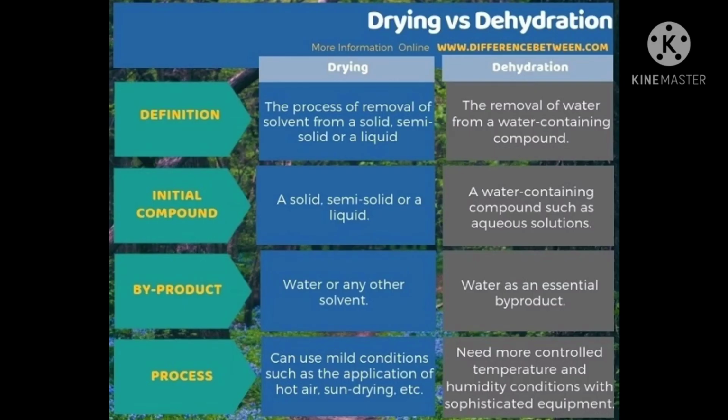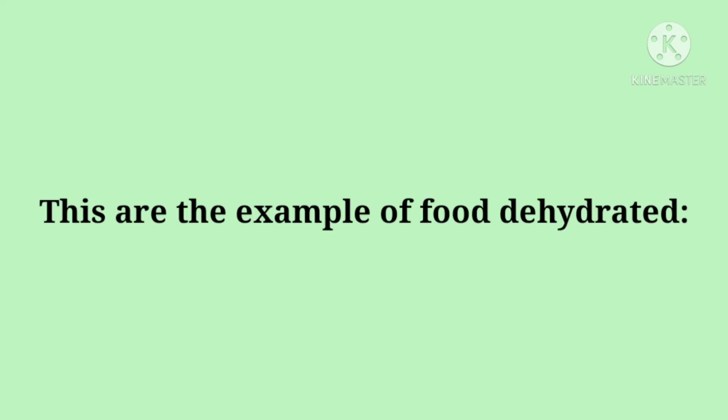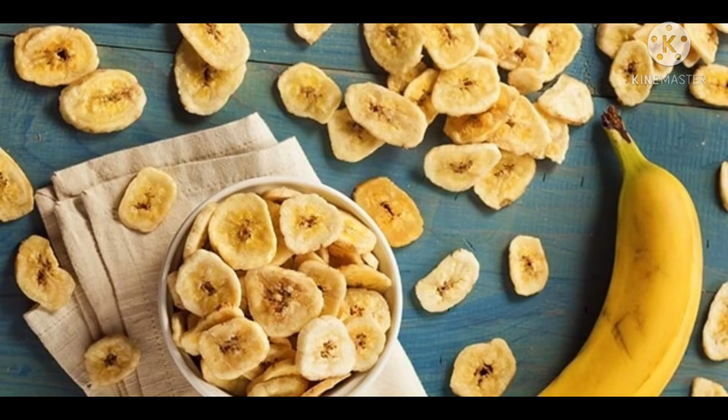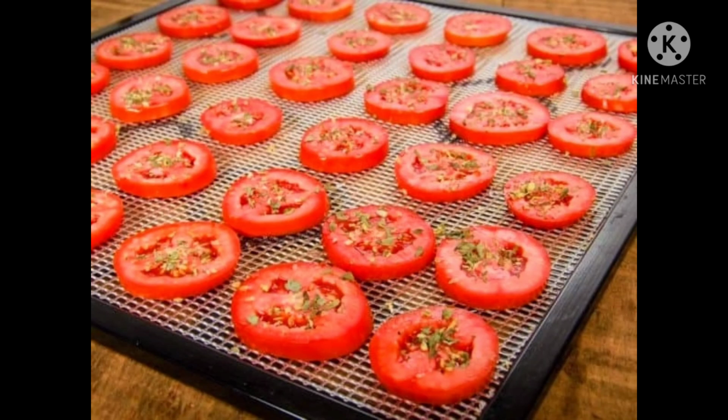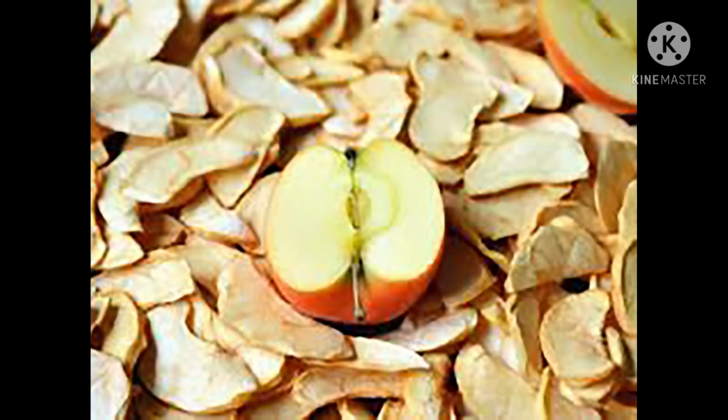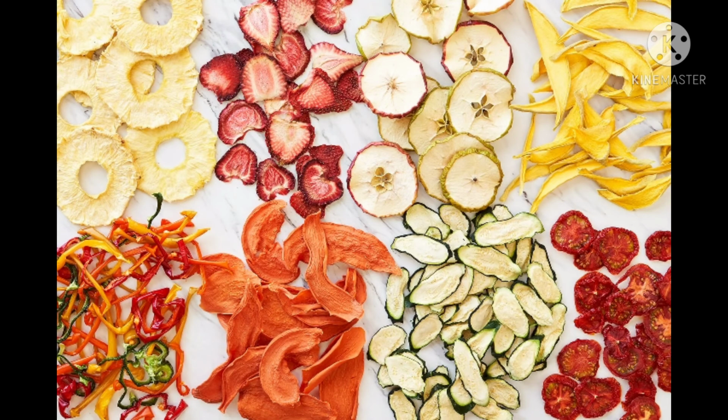This is the differentiation of drying and dehydration. These are examples of food dehydrated: banana, tomato, apple, and other food.